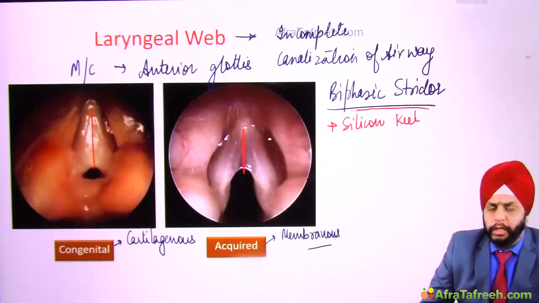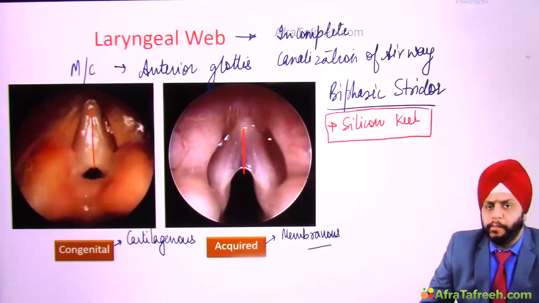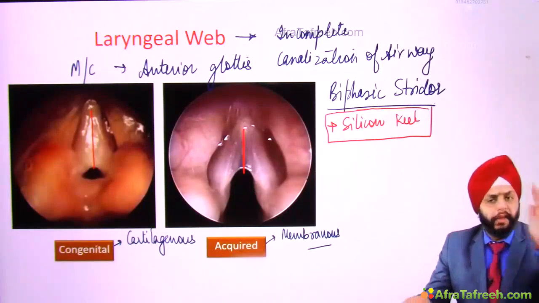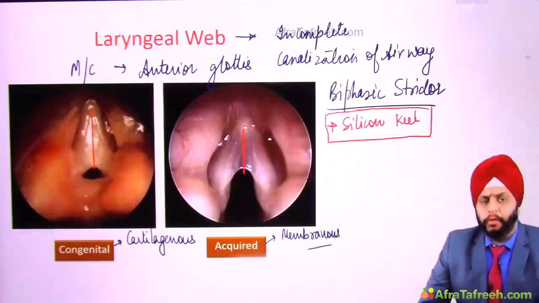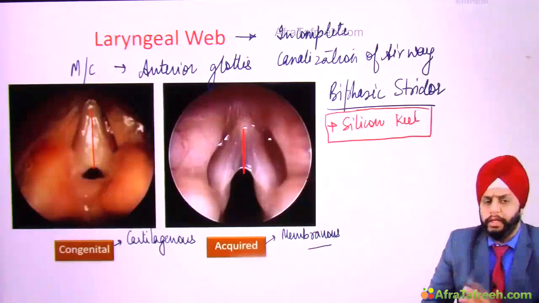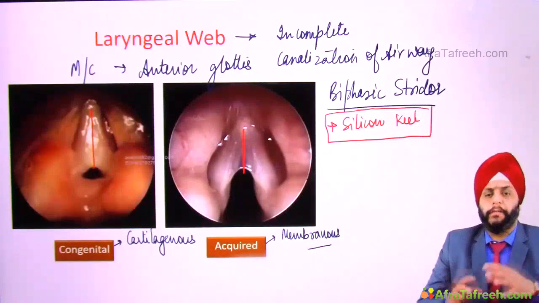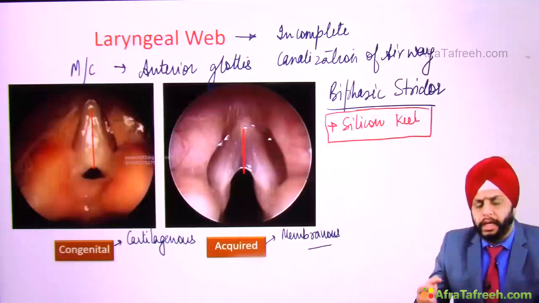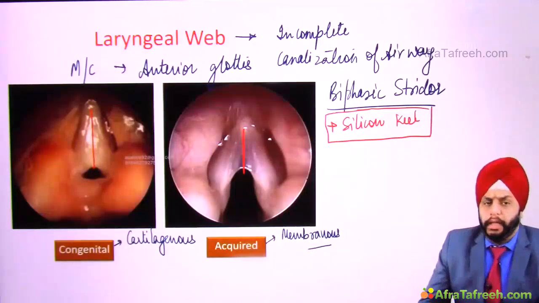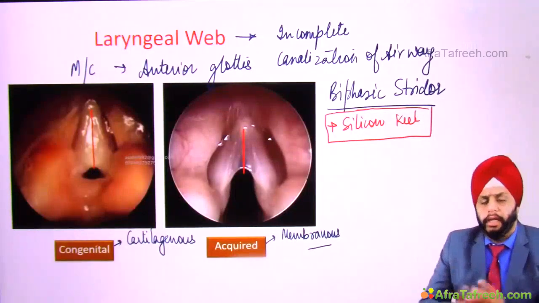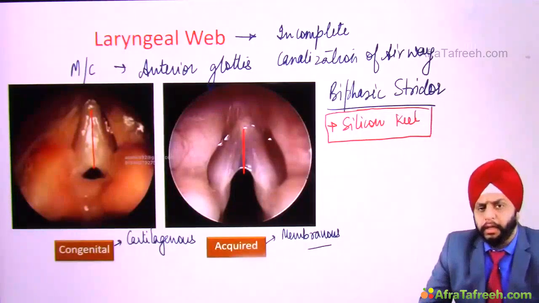So what's a silicone keel? A silicone keel is a spacer. It is placed between the two folds, so it prevents them from meeting each other. Okay, so this is placed for a few weeks to months depending upon how much raw area and how much scarring is there, and once the healing is complete, then we take out this silicone keel and the two vocal folds, now they have healed, so they will not fuse and form the web again.